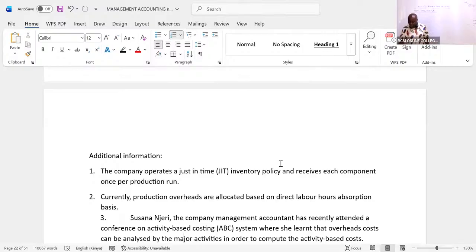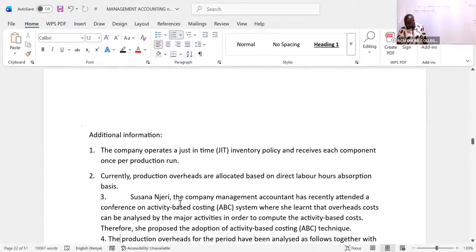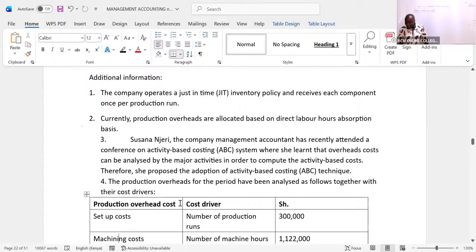Currently, production overheads are allocated based on direct labor hours absorption basis. Susanna Njeri, the company's management accountant, has recently attended a conference on activity-based costing system, where she learned that overhead costs can be analyzed by the major activities in order to compute activity-based costs. Therefore, she proposed the adoption of the ABC technique.